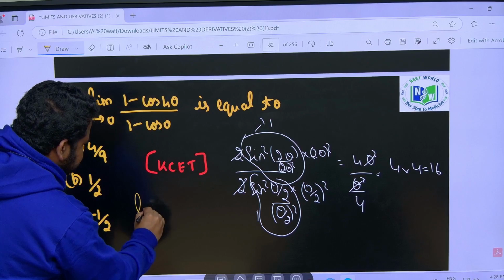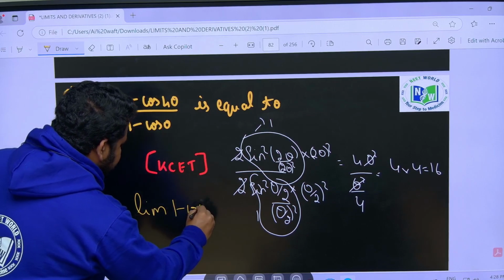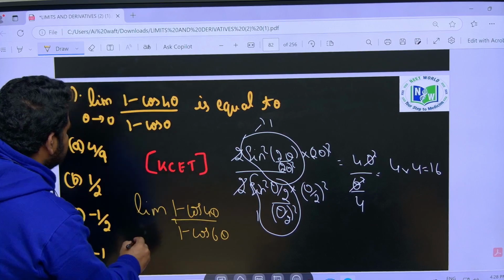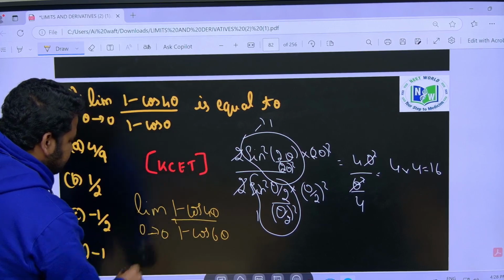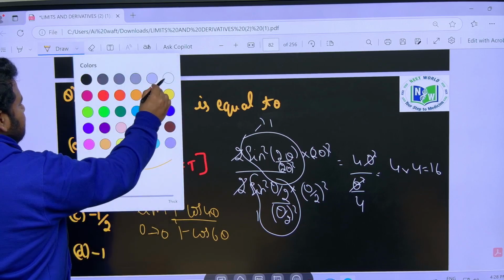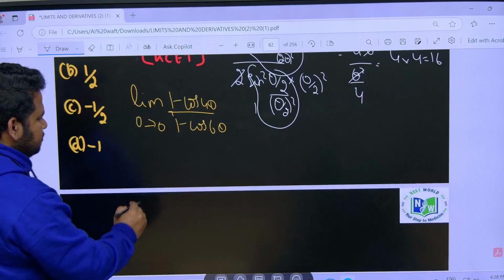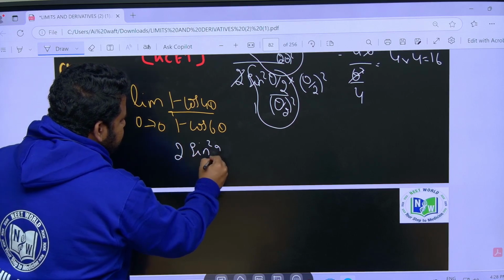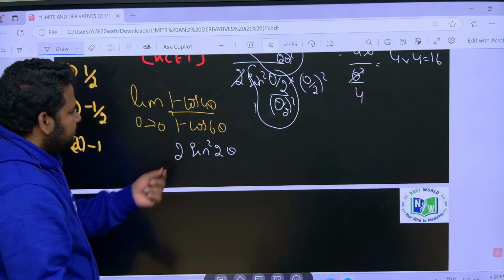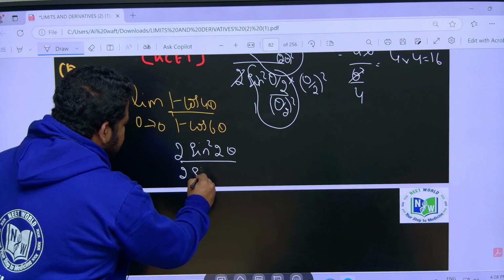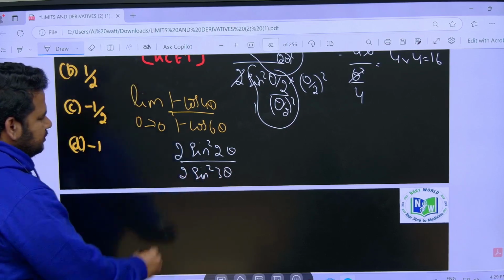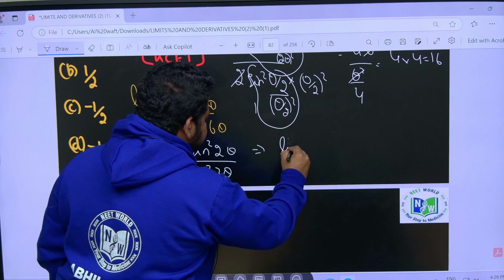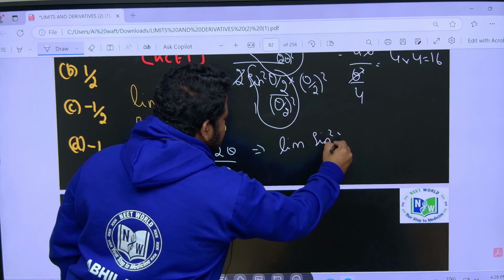So if the question is this one, limit of 1 minus cos 4 theta divided by 1 minus cos 6 theta as theta tends to 0. This is the PYQ, right? So how to solve this? Like I wrote previously, this will be 2 sin square 2 theta over 2 sin square 3 theta, right? So what can I do? I can cancel the 2.